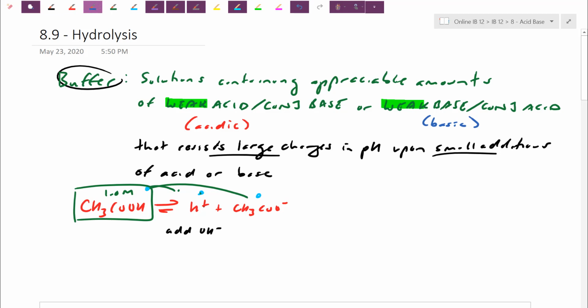If I add hydroxide, it pulls the H+ down. That ends up forming water. As it pertains to the initial equilibrium, it ends up shifting the whole equilibrium to the right. No problem, I have enough acetic acid.